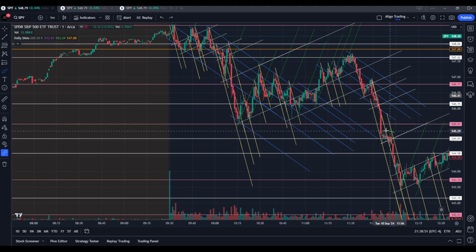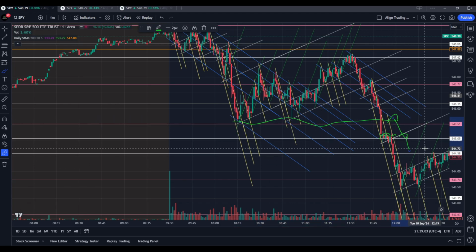Now, theoretically, I could have taken this entry right here, but I just did not like it for a new entry. I would have liked to have seen something like this, retesting those lows, and then I would be more inclined to take it once again. Just not the best trade.